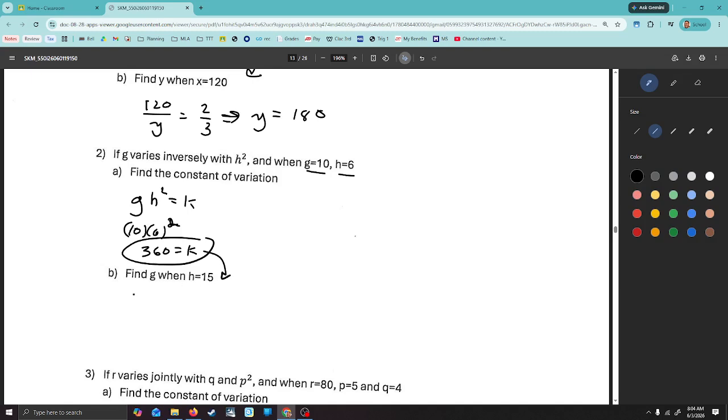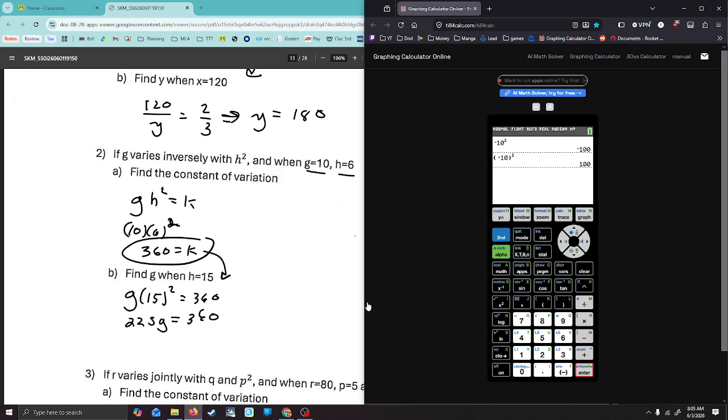Find g when h is 15. So it's going to be g times 15 squared equals 360. 225. g equals 360 over 225. I'm just going to pull out the calculator. What's going to happen is 360 divided by, this calculator, 360 divided by 225.